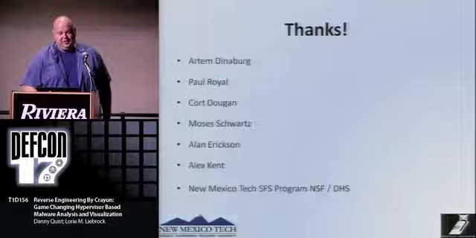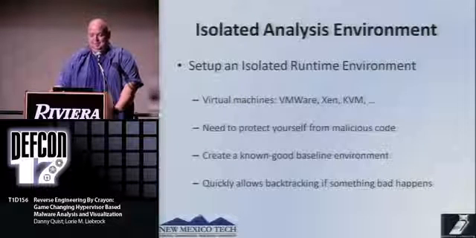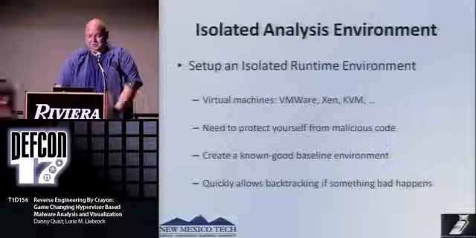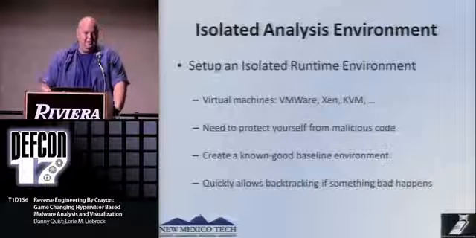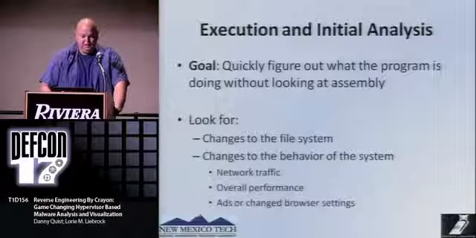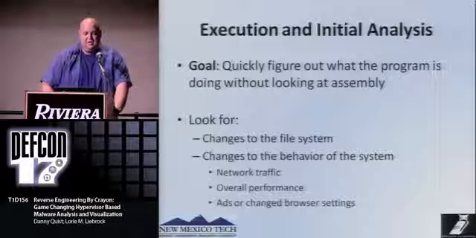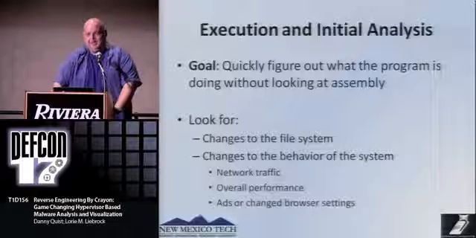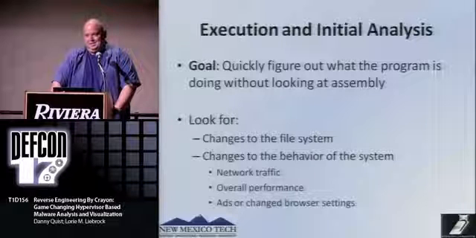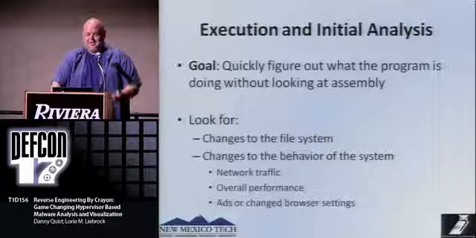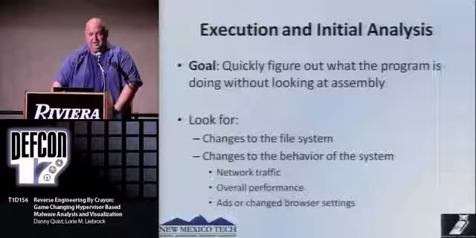It's difficult to actually break out of the VM. It also makes a known good baseline environment to allow you to do backtracking if something bad happens. So execution and initial analysis is just to get an extremely high-level overview of what the code is doing without looking at assembly. This is looking for changes on the file system, changes in the behavior of the system, network traffic, and overall performance.